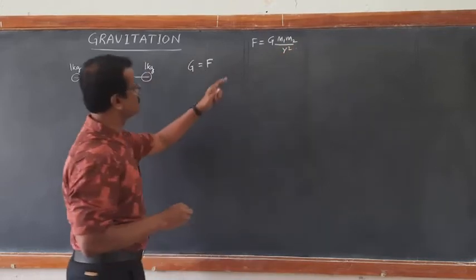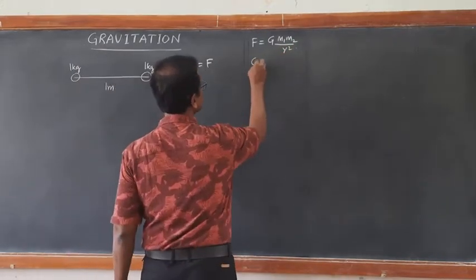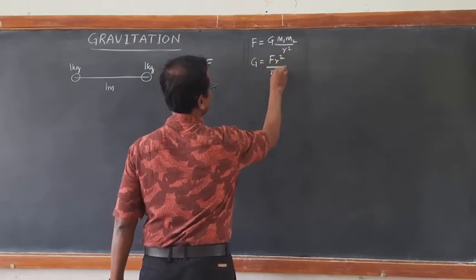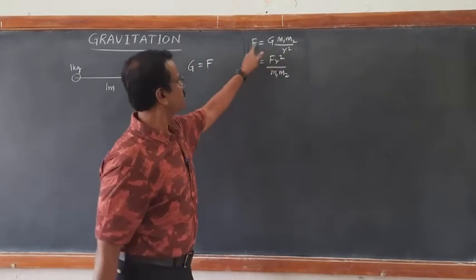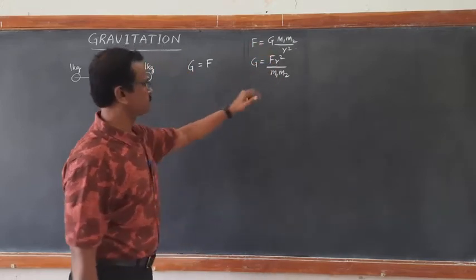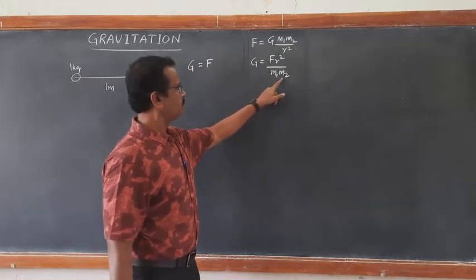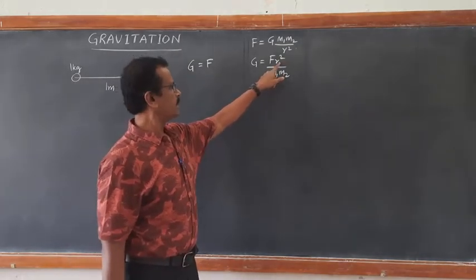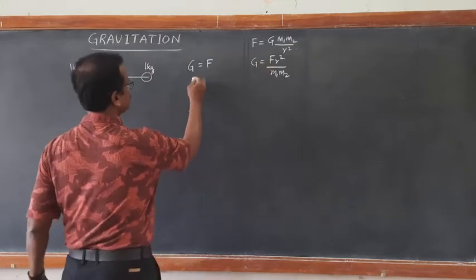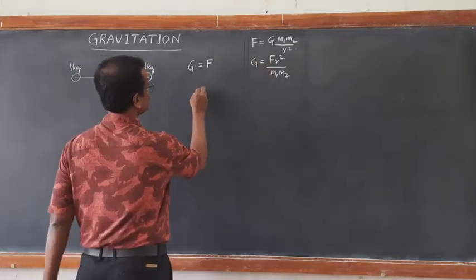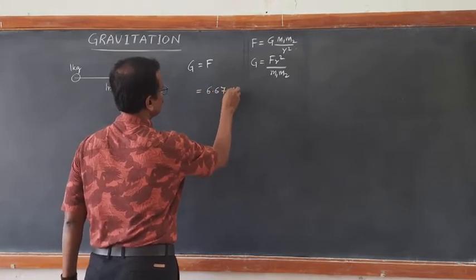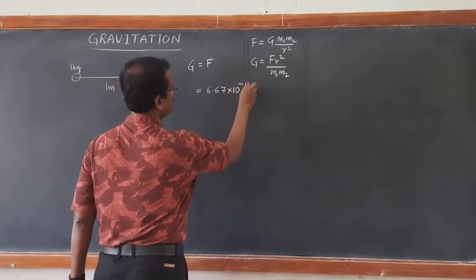So what is G from this? Then G is equal to F r square by m1 m2. Take this r square inside, it becomes F r square upon m1 m2. Now, if you substitute the value of m1 and m2 as each 1 kg and distance as 1 meter, then G becomes equal to F. Then what is the value of G? The value of G is 6.67 into 10 to the power of minus 11 Newton.